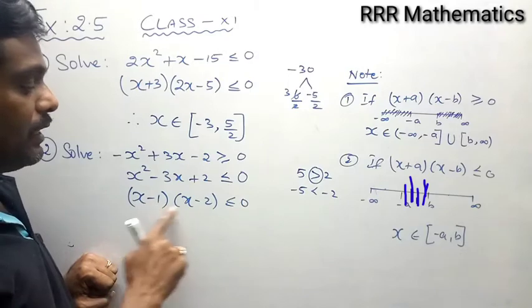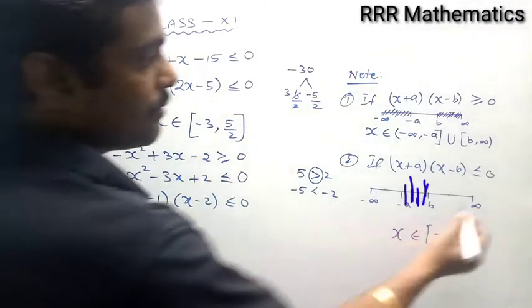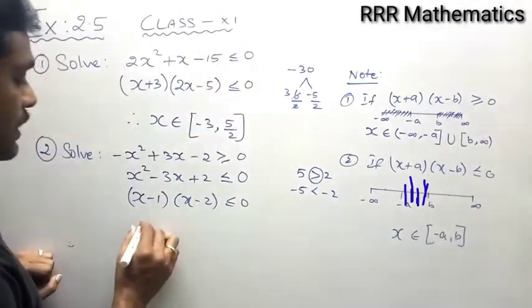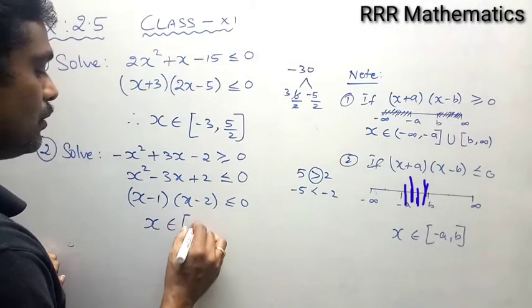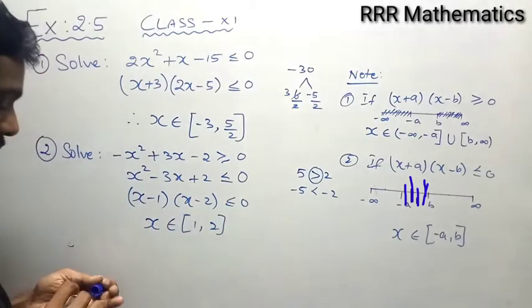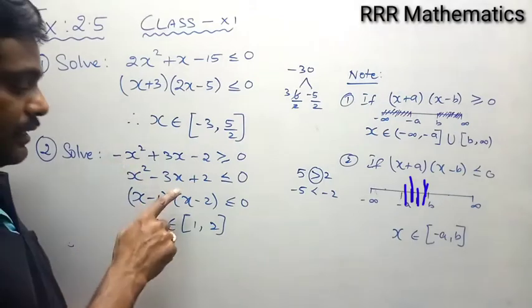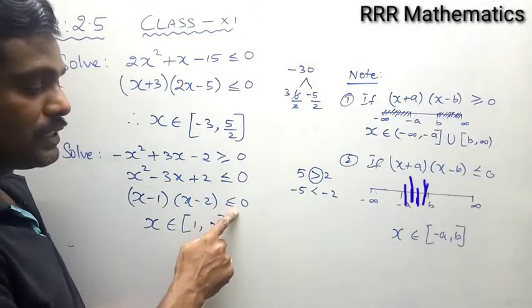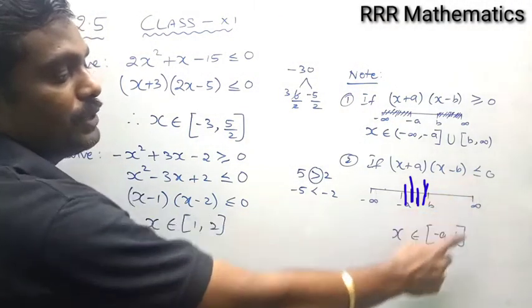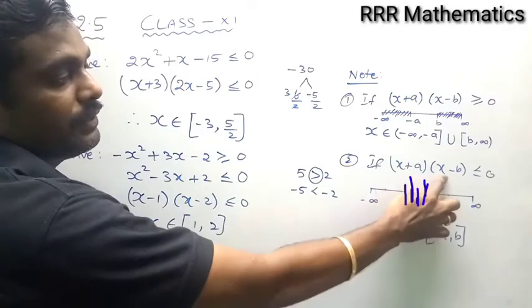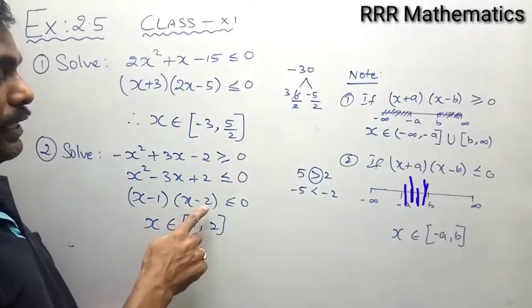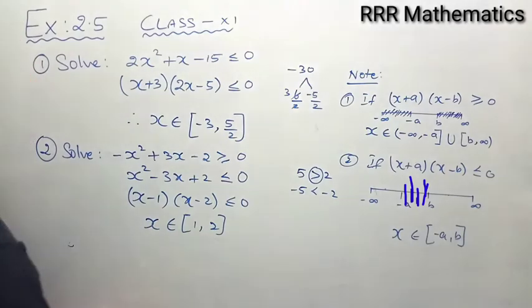So the outputs are 1 and 2. In this case, less than or equal to 0 means x belongs to 1 comma 2. Got it? Very simple. I factorize and get x minus 1 into x minus 2 which is less than or equal to 0. Less than or equal to 0 means, in case of a quadratic, the value lies between the values, that is 1 and 2. So x belongs to 1 comma 2.